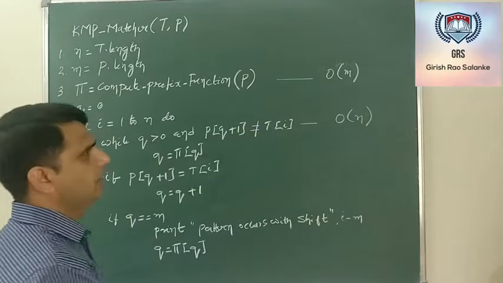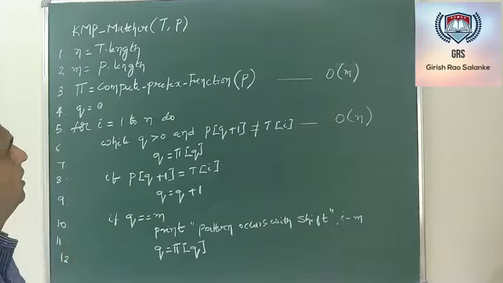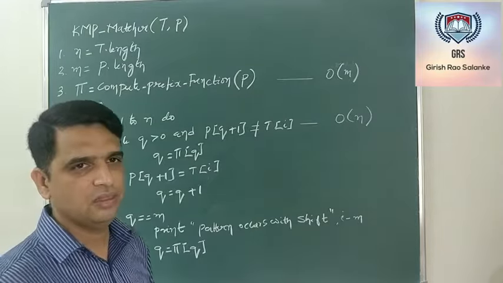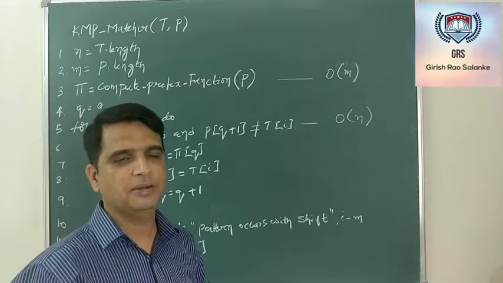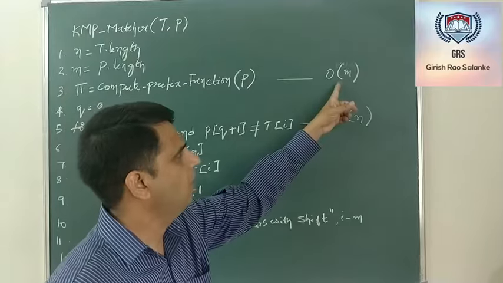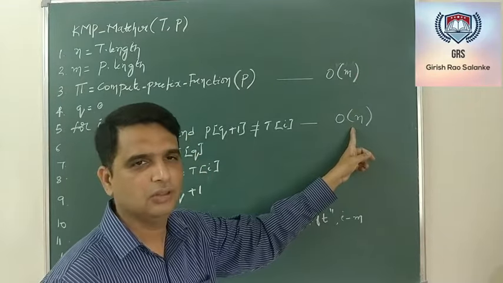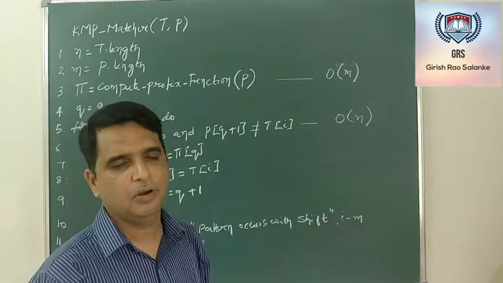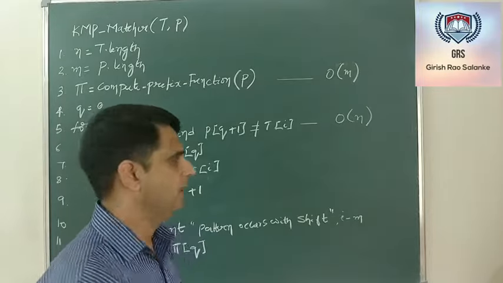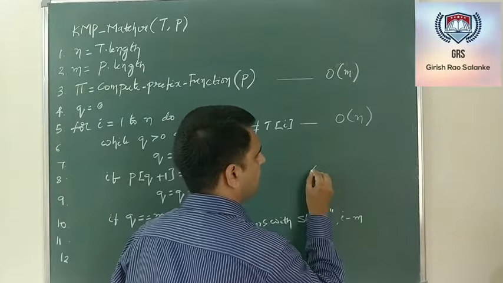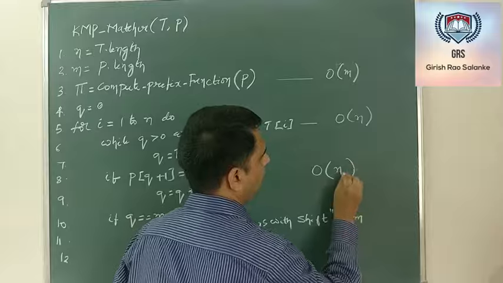Order of m. Hence, the time complexity of this KMP string matching algorithm is the asymptotically bigger one among order of m and order of n. We know that n is asymptotically greater when compared to m. Hence, the time complexity of the KMP string matching algorithm is order of n.